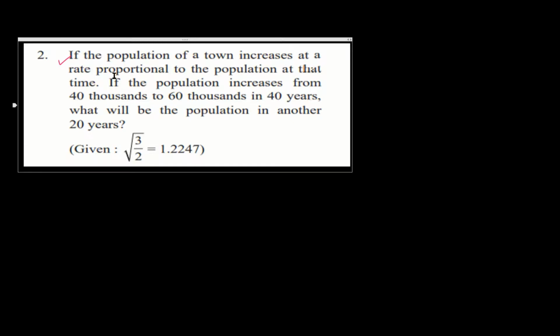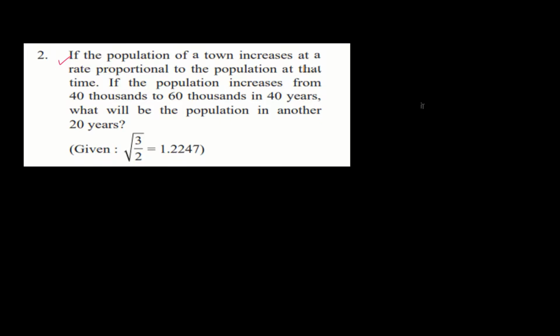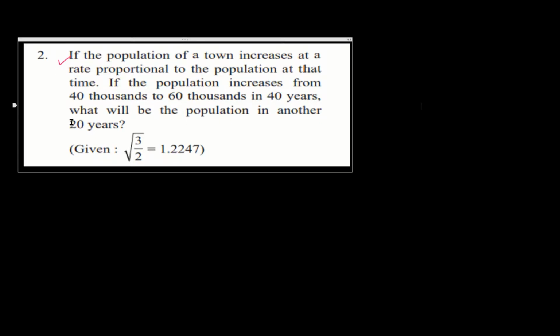Now the second sum also involves growth in population. The question is, if the population of a town, in this case it is not bacteria but people, increases at a rate proportional to the population at that time. So if the population increases from 40,000 to 60,000 in 40 years, what will be the population in another 20 years? Understand the sum properly, read it one more time.